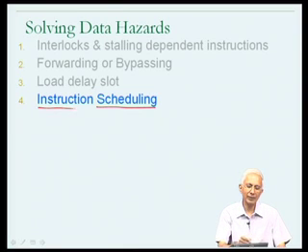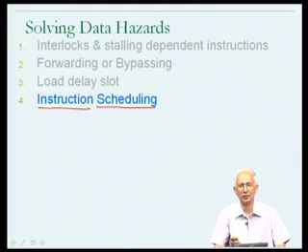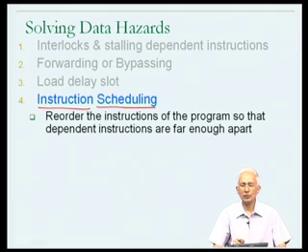Instruction scheduling, we would guess, has to do with the order in which the instructions should be executed. Just like process scheduling was about the order in which processes should be running, instruction scheduling must have to do with the order in which instructions should be executed. Right? So, the idea of instruction scheduling then must be that if you are given a program, maybe you could change the order of the instructions so that dependent instructions are far enough apart.